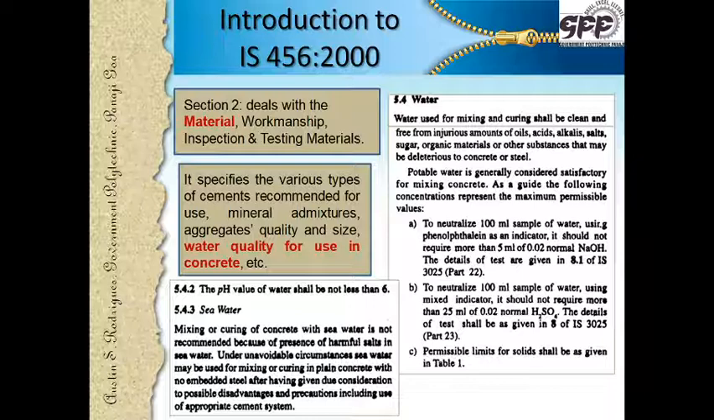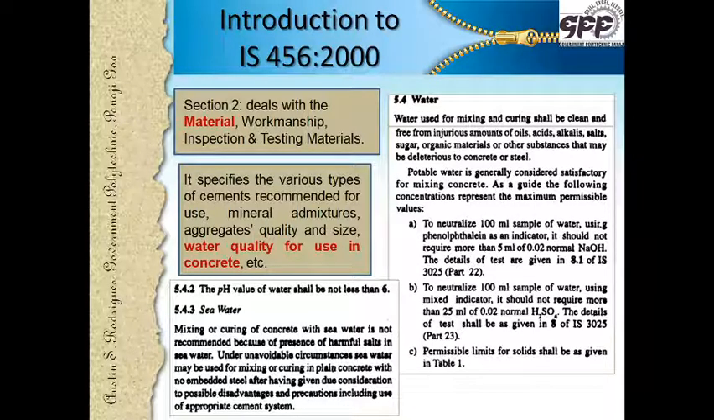Water used for mixing and curing shall be clean and free from injurious amounts of oils, acids, alkalis, salts, sugars, organic materials or other substances which are harmful to concrete or steel. Or in simple words, what it says is potable water or drinking water can be used for mixing and curing. The next paragraph clearly uses the word potable water, which is considered satisfactory for mixing concrete. It is also said that potable water can be used for curing also.